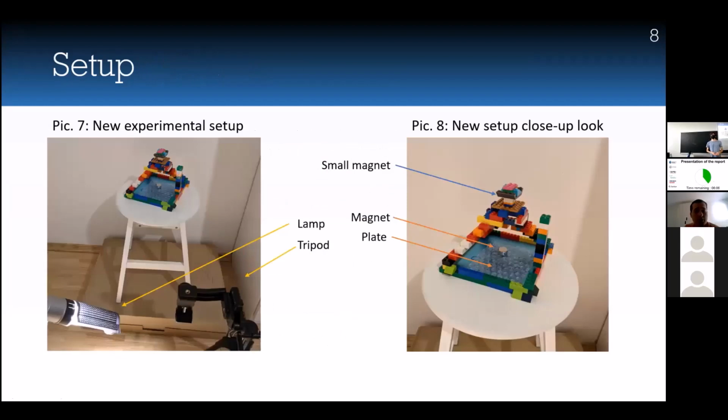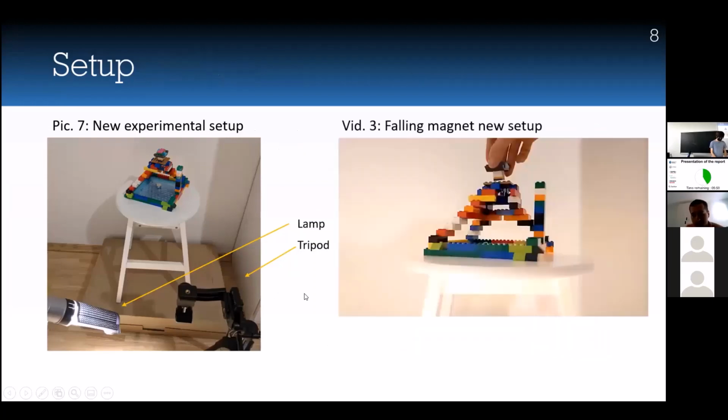Yeah, so going to the experimental setup, here you can see I've built a pyramid out of Legos, and I also cushioned the plate using bubble wrap to prevent destruction of the magnet. And there you can see the video of what's going on.